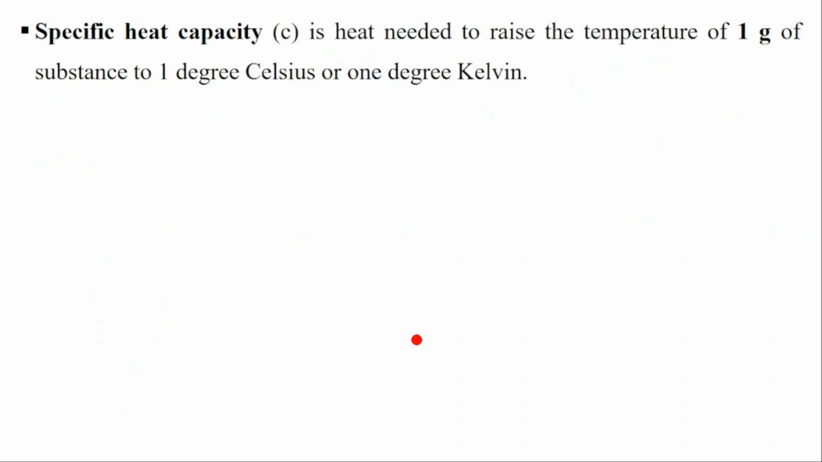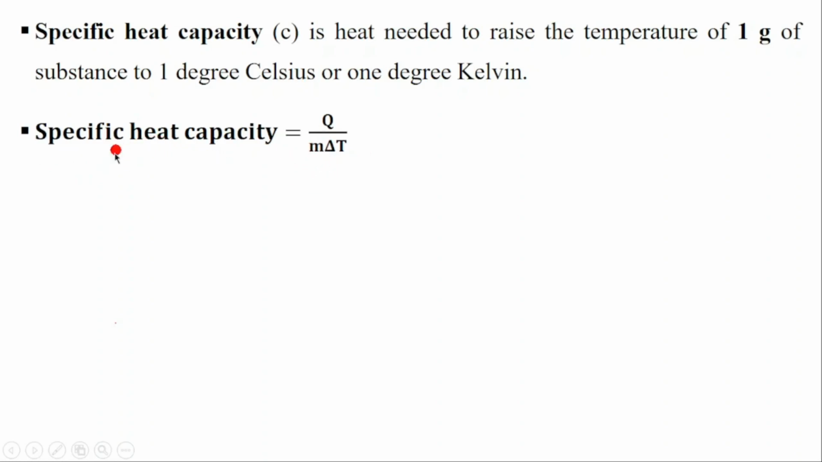The next definition that we need to explain is the specific heat capacity. Specific heat capacity is also the heat which is needed to raise the temperature of 1 gram. Here we need to specify the mass. It is the heat which is needed to raise the temperature of 1 gram of substance by 1 degree Celsius or 1 degree Kelvin. Here we are referring to the mass. We need to include the mass in the formula.